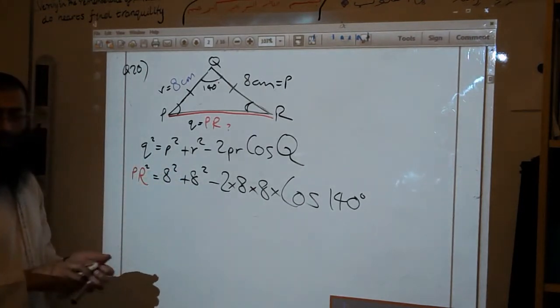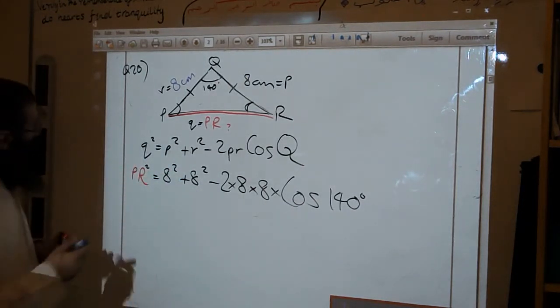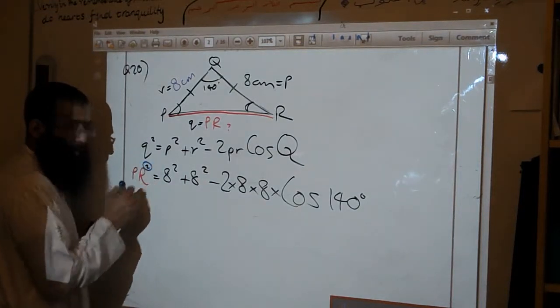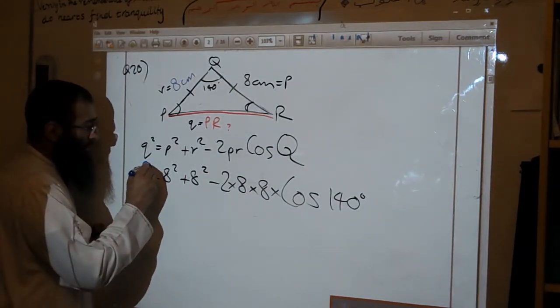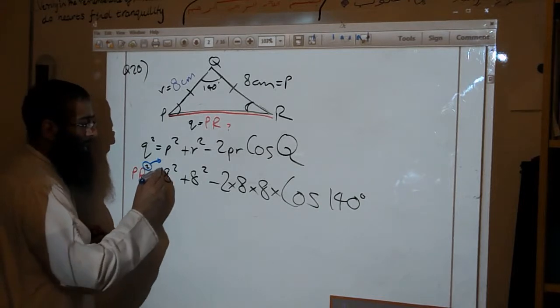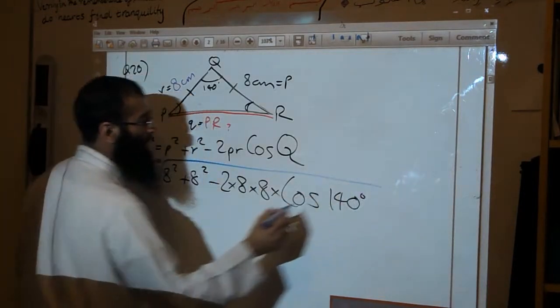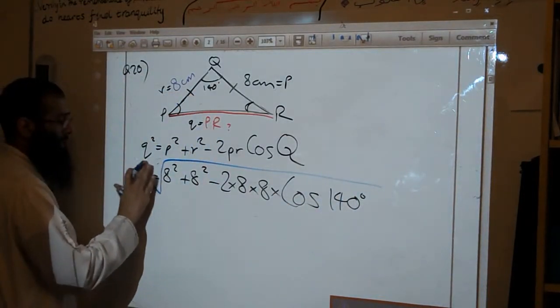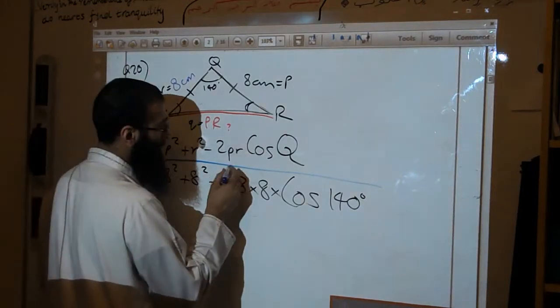What happens if we take the square root? I don't want PR squared. I want PR. So what do you do with the squared? Take it over, it becomes a square root. So this part then disappears from my calculation, my line.